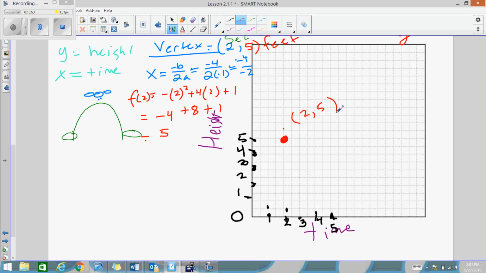Now, we know that the fly is chilling at a height of 5. So here's the fly, just chilling right around here. We know that the fly is going to get eaten. We've already discovered that. We just now need to graph this thing.